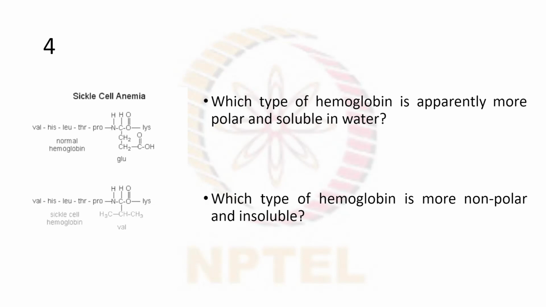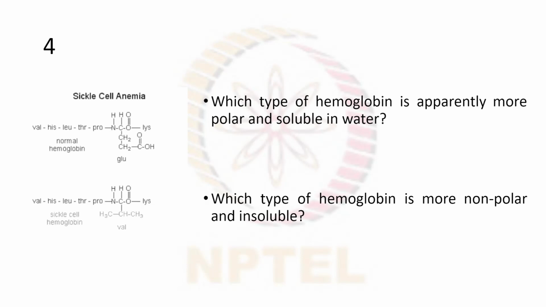So when we consider these two, a normal hemoglobin and a sickle cell hemoglobin, I have made two questions to answer for both. So let's take the first one. Given two hemoglobins, which type of hemoglobin is apparently more polar and soluble in water? Kindly observe the images for what is the change.